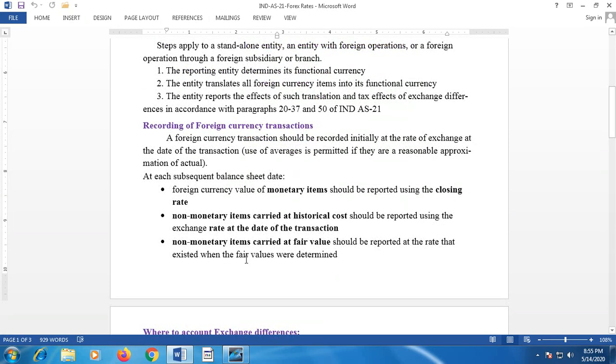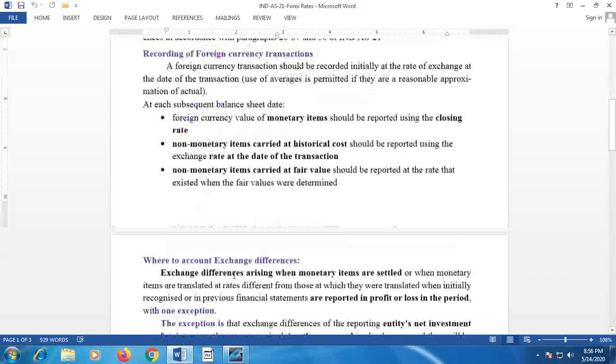Then non-monetary items carried at fair value should be reported at the rate that existed when fair values are determined. In case the non-monetary items are recorded not at the purchase values, then they have to be recorded at fair values. If they are recorded at fair values, on that date, what is the rate that should be considered?